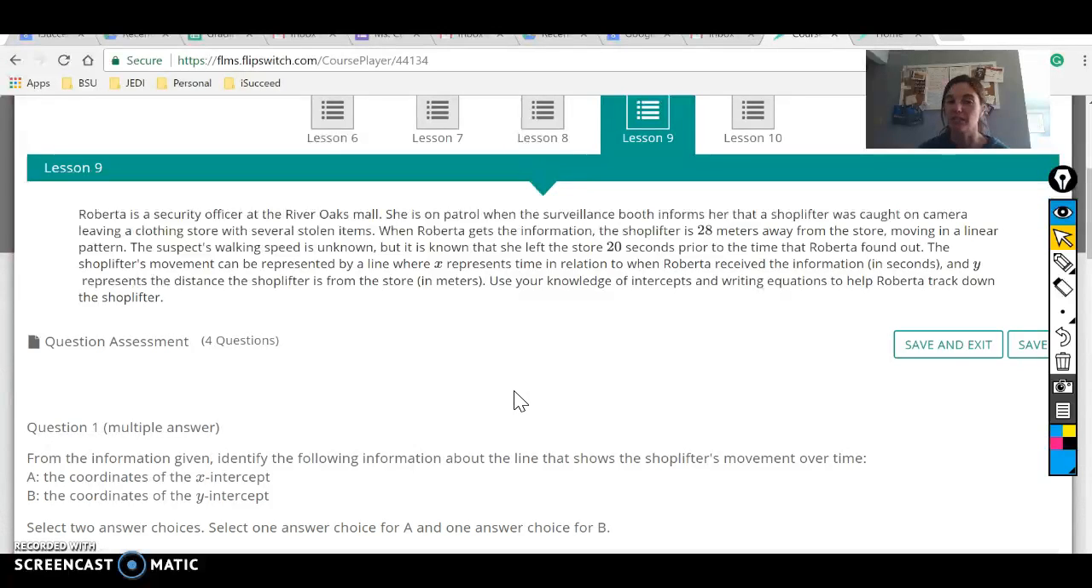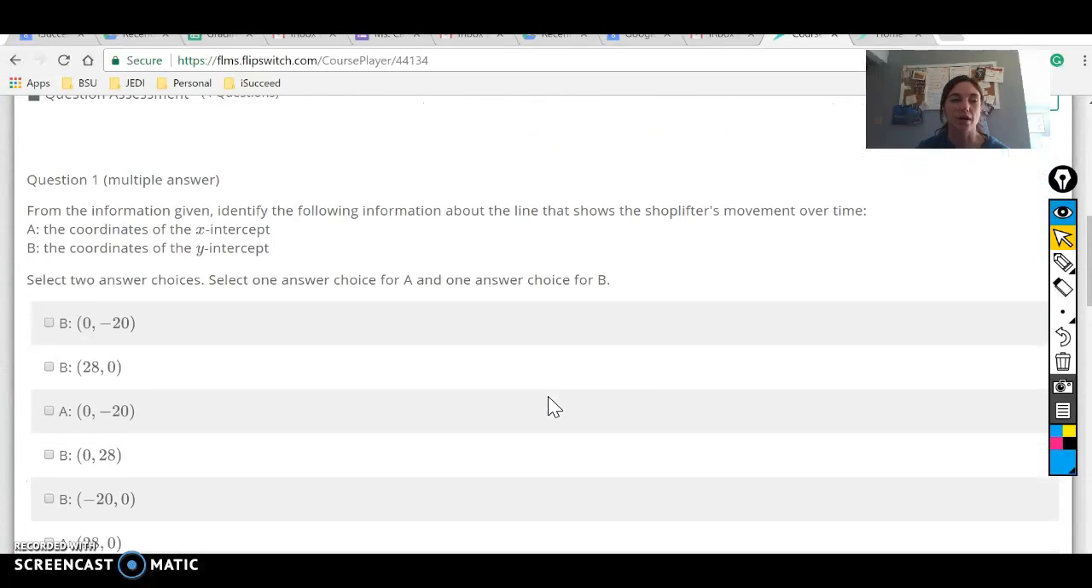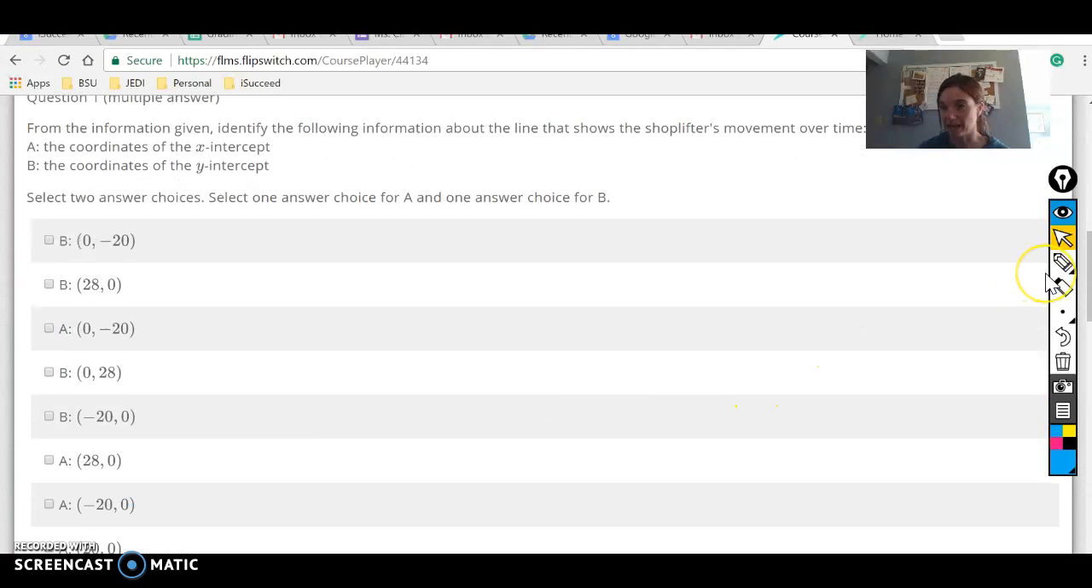The shoplifter's movement can be represented by a line where x represents the time in relation to when Roberta received the information, in seconds. y represents the distance the shoplifter is from the store, in meters. So we're going to use this knowledge and our knowledge of intercepts to write an equation to track down this shoplifter. They want us to identify the x-intercept and the y-intercept. Okay, so let's go ahead and draw this out.